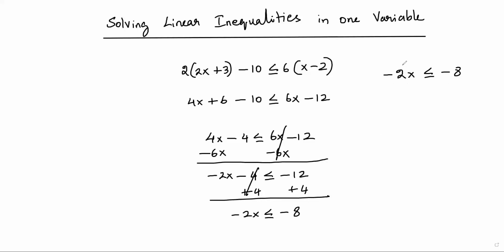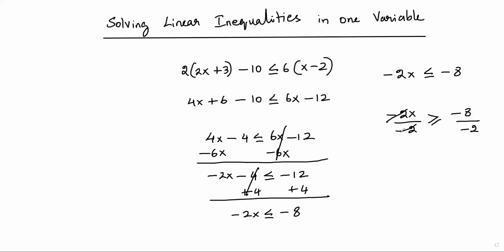Now, in this inequality, I have to get rid of this negative 2 so that x can be isolated. This negative 2 is multiplied by the variable x. To get rid of it, I have to divide both sides by negative 2. So I divide negative 2x by negative 2 and negative 8 by negative 2. Whenever I divide both sides of an inequality by a negative number, I have to flip the inequality sign. So it's already less than or equal to; since I divide both sides by the same negative number, negative 2, I have to flip it, and it will become greater than or equal to.